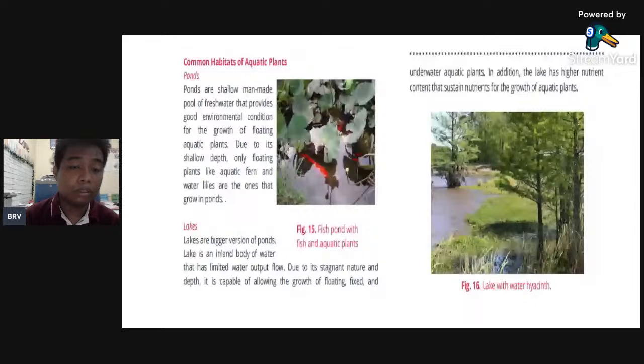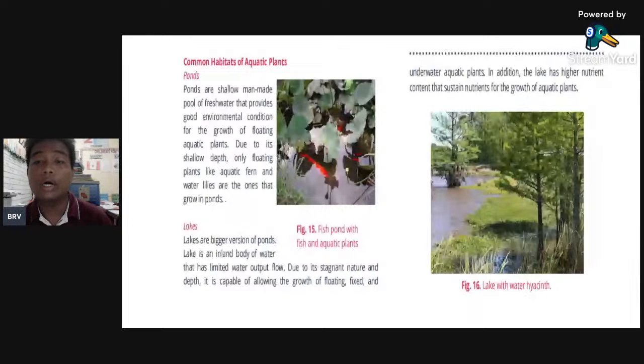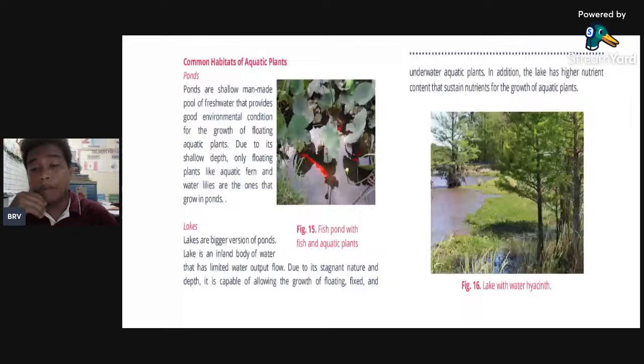Ang lakes are bigger version of ponds. Lake is an inland body of water that has limited water output flow. Due to its stagnant nature and depth, it is capable of allowing the roots of floating, fixed, and underwater aquatic plants. In addition, the lake has higher nutrient content that sustains the growth of aquatic plants. Because lakes have high nutrients, mabuhi gid diha ang mga aquatic plants, kaya nila mag-survive diha.